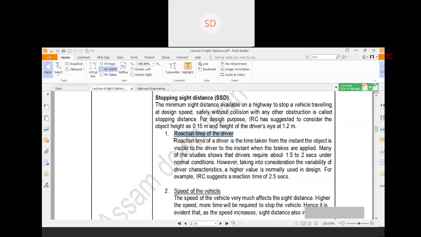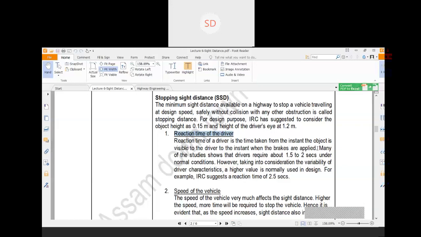So the reaction time of a driver is the time taken from the instant the object is visible to the driver to the instant when the brakes are applied. During the reaction time, the driver will think about the situation. He will analyze it, and after analyzing, he may apply the brake to stop the vehicle, or he can pass through other lanes. So basically the reaction time is a very important thing.